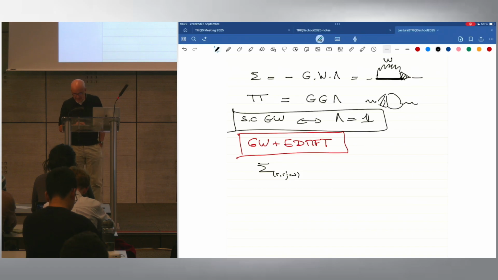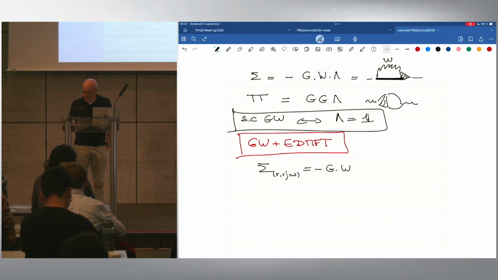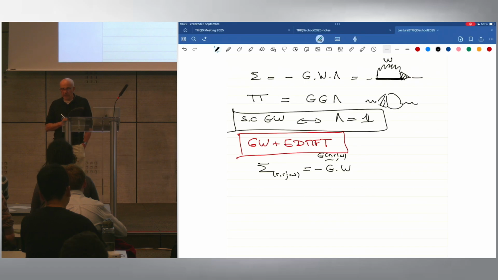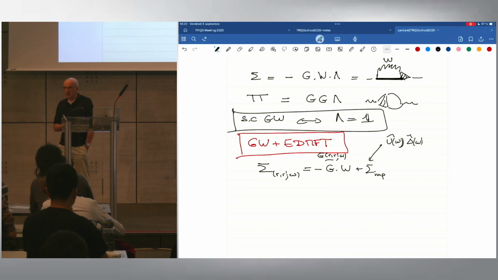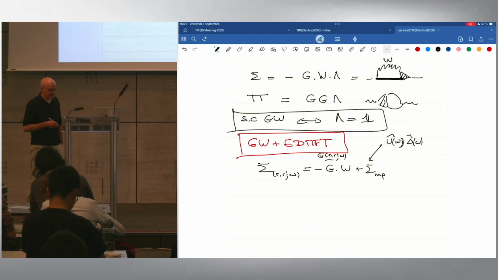So we are going to write that sigma R prime of omega is equal to minus GW. This G and this W are the full G and the full W of the whole solid. So this is G of R prime omega brought to self-consistency in the whole solid. We're going to add to this quantity the self-energy of the impurity problem, which will be parametrized by a U of omega and a delta of omega, which are matrices, of course, in the correlated orbital subspace.